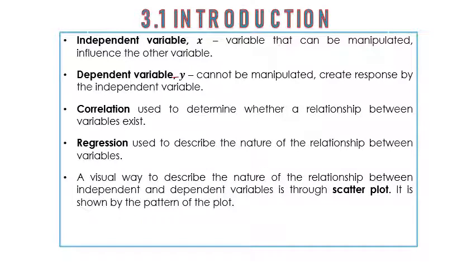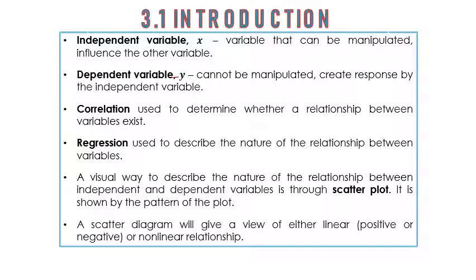A visual way to describe the nature of the relationship between independent and dependent variables is through a scatter plot. It is shown by the pattern of the plot. A scatter diagram will give a view of either a linear, positive or negative, or nonlinear relationship.